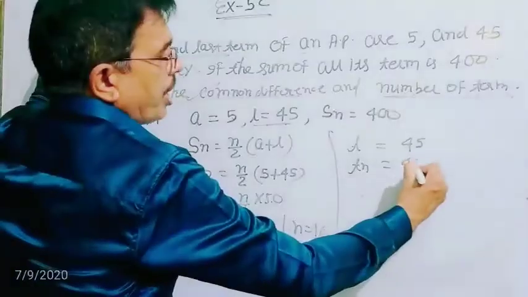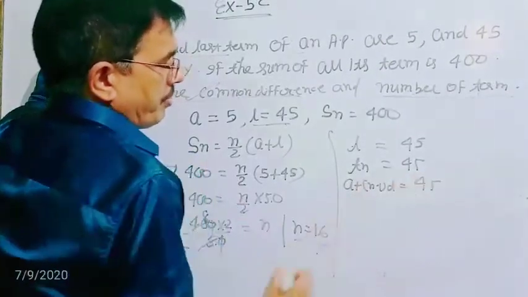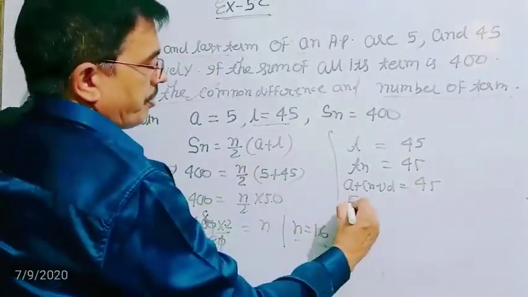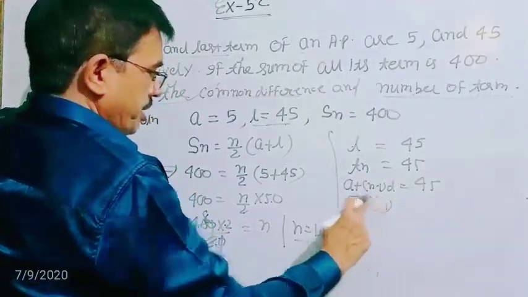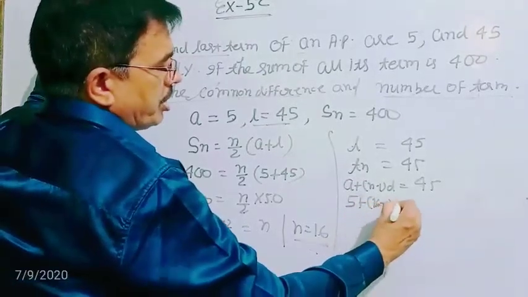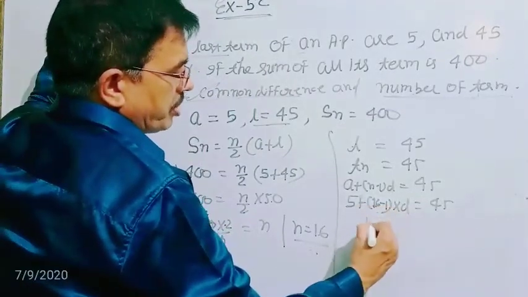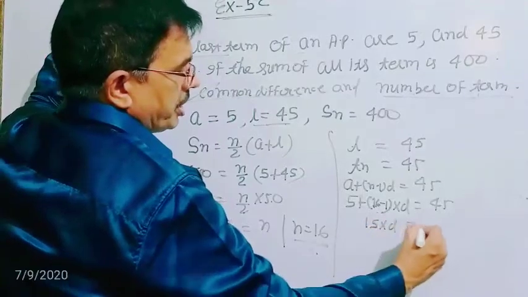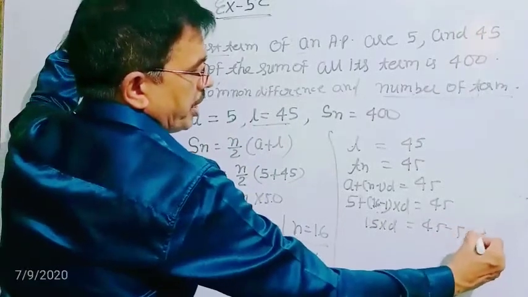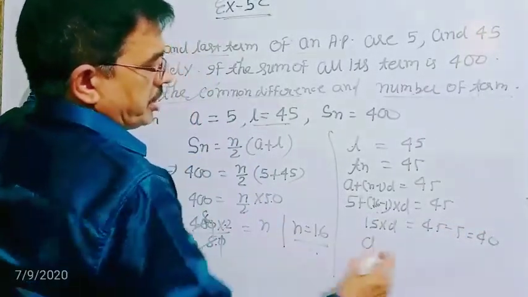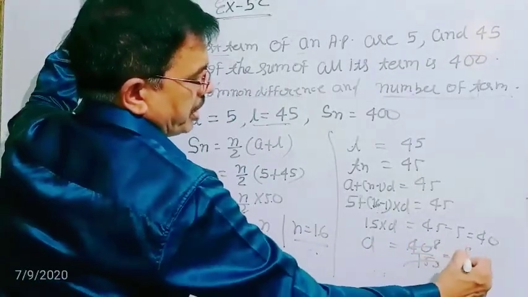So Tn is equal to 45, and here A plus (n minus 1) into D is equal to 45. What is A? A is 5. What is n? n is given here as 16, that is 16 minus 1. What is D? It's not given. So it is 16 minus 1, that is 15 into D is equal to 45. Here A is 5, so minus, hence it is 40. So what is D? D is equal to 40 by 15, divided by 5, that is 8 by 3.